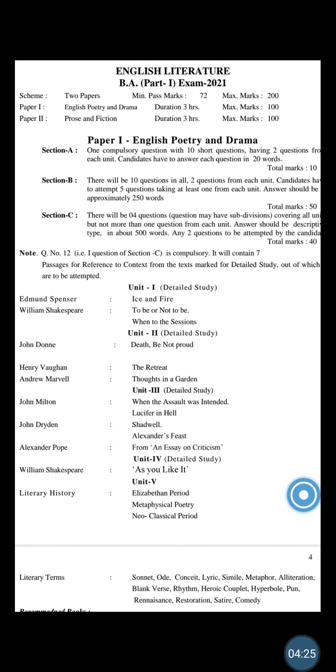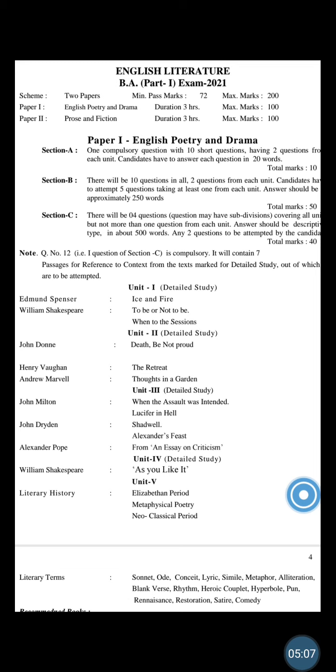Now coming to the syllabus, you have two papers, paper 1 and paper 2. Now talking about paper 1, the first paper is of English poetry and drama. Okay, drama is play. So English poetry and drama covers the two periods, Elizabethan period and the neoclassical period. Okay, so here you have the poets and the dramatists from these ages. You have Spenser, Shakespeare, Donne, Vaughan, Marvell, Milton, Dryden, Pope, Shakespeare.